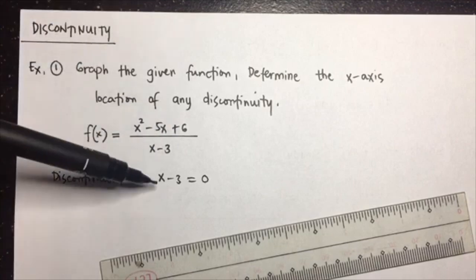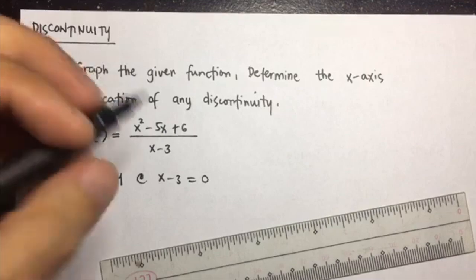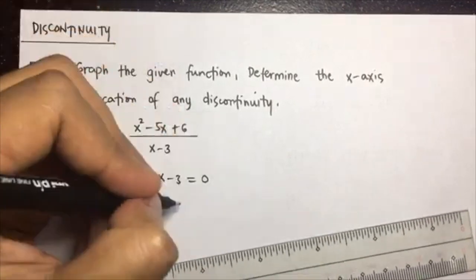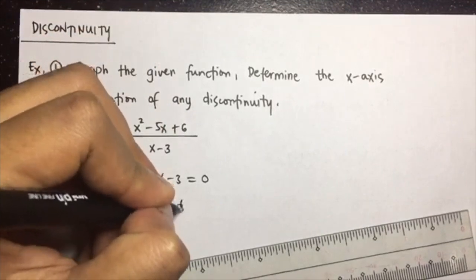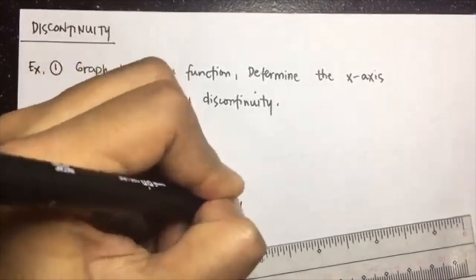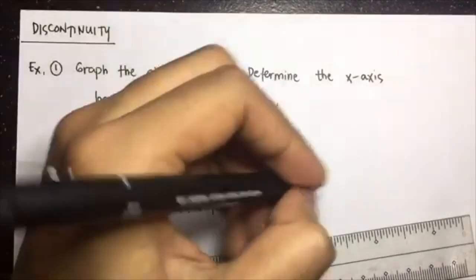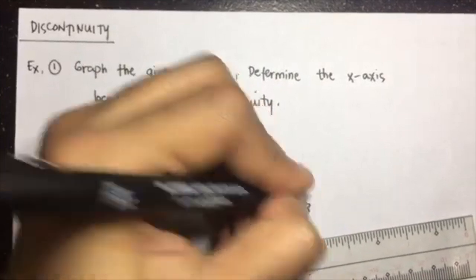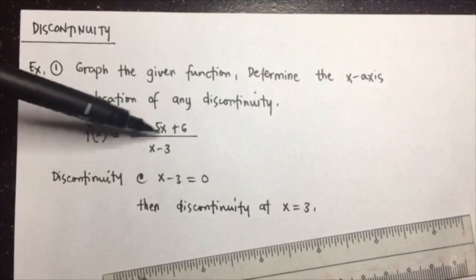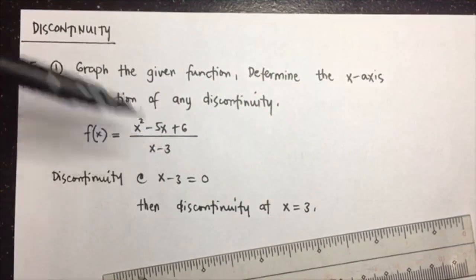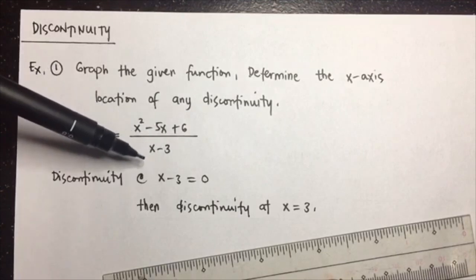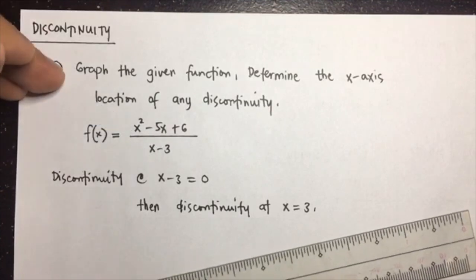So if x minus 3 is equal to 0, then our discontinuity happens at x is equal to 3. Okay, so at x is equal to 3, the denominator becomes 3 minus 3, therefore it will become 0. No matter what the numerator is, as long as the denominator is 0, it's indeterminate.